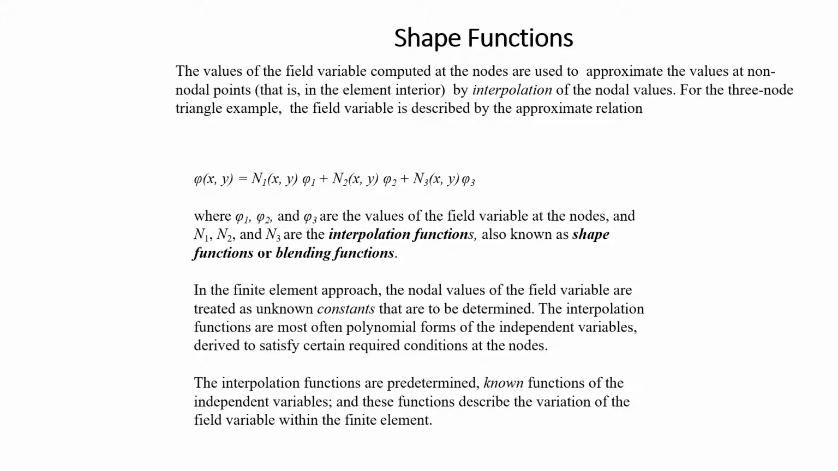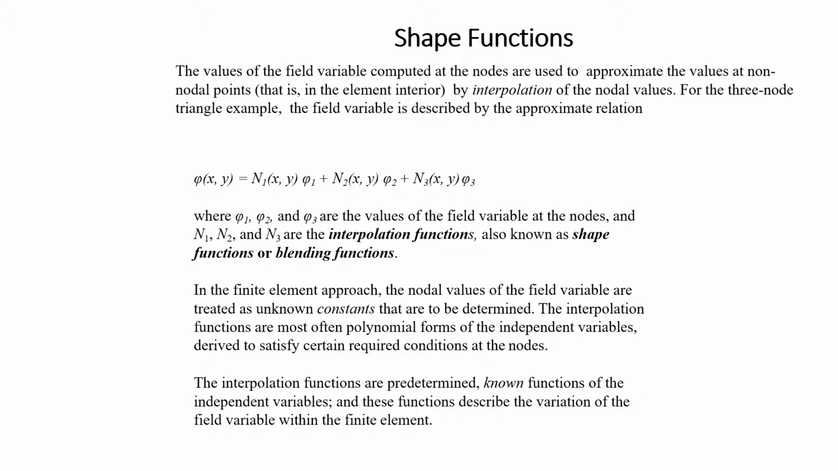Phi 1, phi 2, phi 3 can be displacements at the nodes 1, 2 and 3. Those values will be multiplied by another polynomial or function known as shape functions. Then we will get the value at a non-nodal point where x and y are the coordinates.